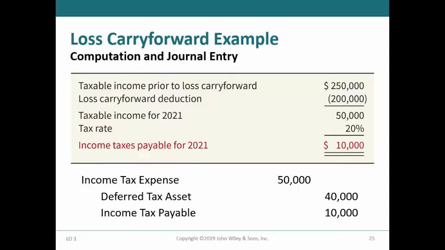Income taxes payable for 2021 would be $10,000, which is equal to $50,000 of taxable income times the tax rate of 20%. To record the income tax expense for 2021, Grow would debit income tax expense for $50,000 and credit deferred tax asset for $40,000 and income tax payable for $10,000.